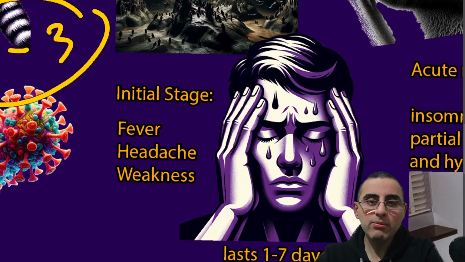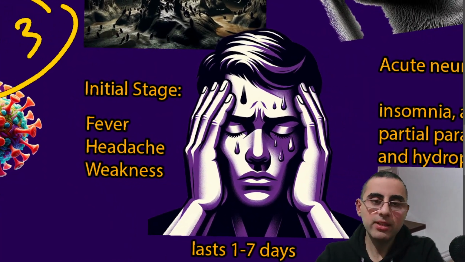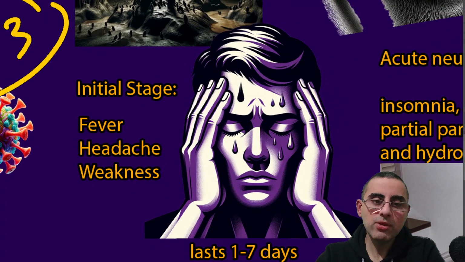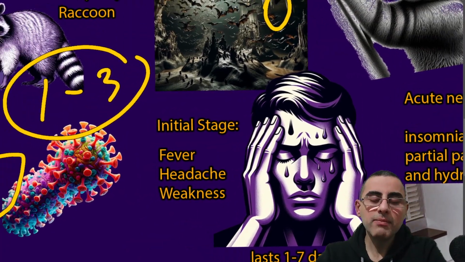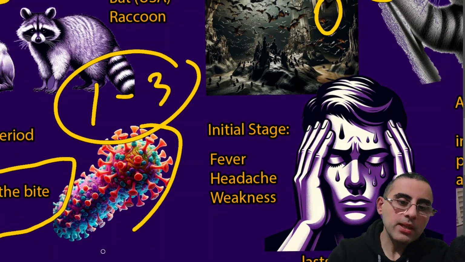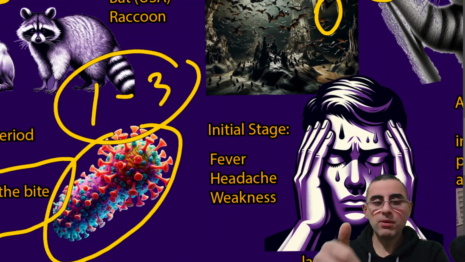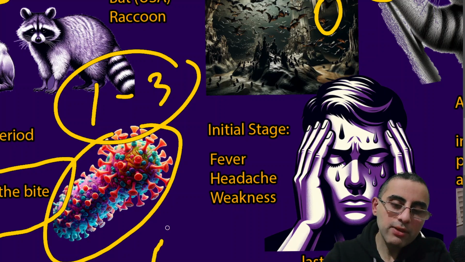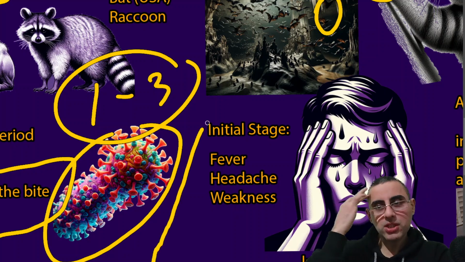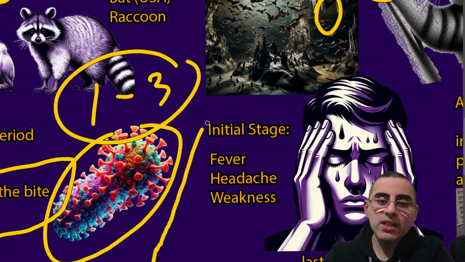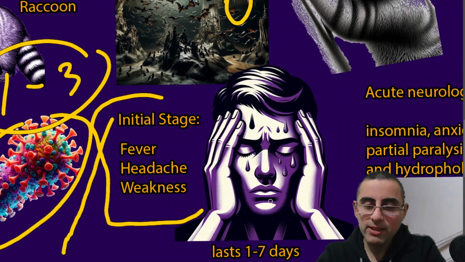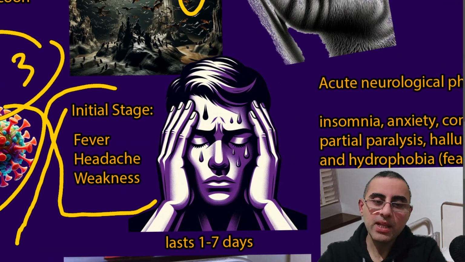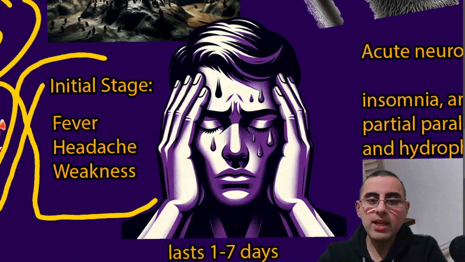As we said, when symptoms develop, it's already too late. Initial symptoms are fever, headache, and weakness. What does it mean? It means that this virus travels through the body via nerves. It travels alongside nerves and eventually reaches the brain. So when symptoms develop, it means that this virus has already reached the brain. That's why we have symptoms. And it causes fever, headache, and weakness.